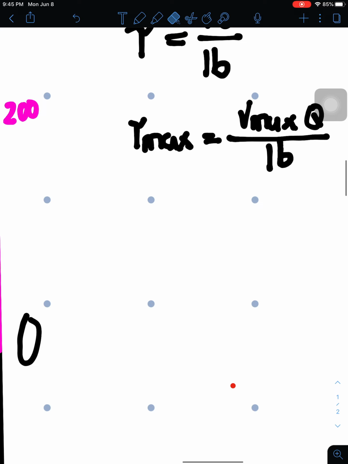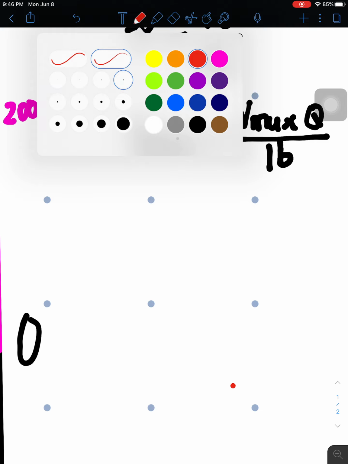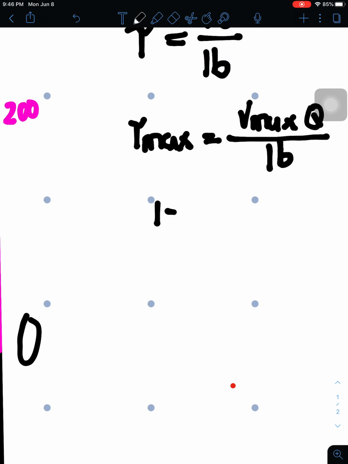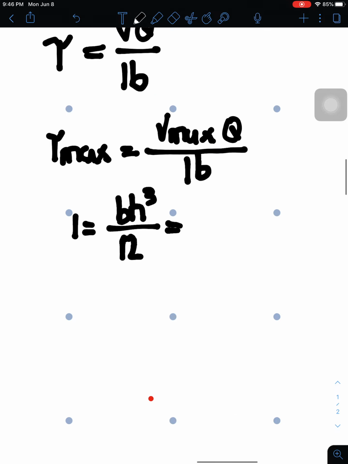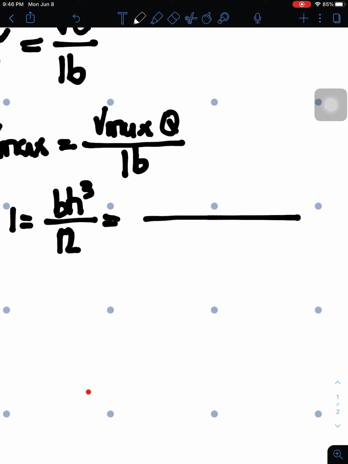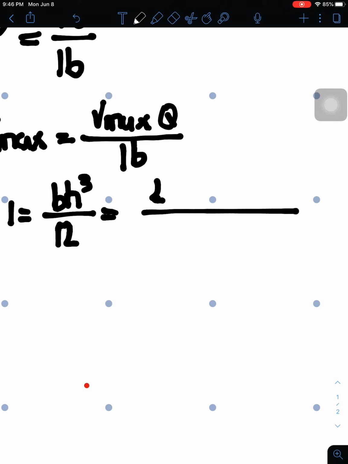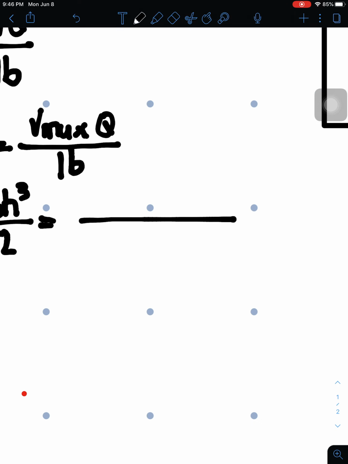Let's solve for the I of a rectangle. What is the I of a rectangle, or moment of inertia? So it's going to be base times h cubed over 12. There. So the base is 250. Why is this not writing?